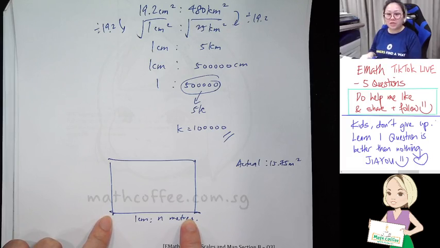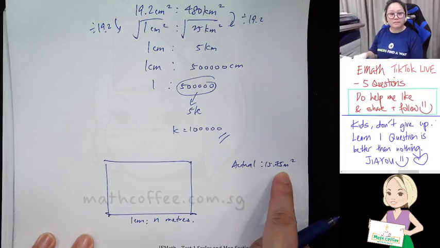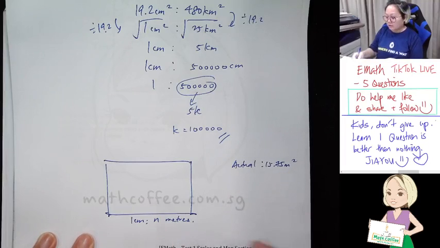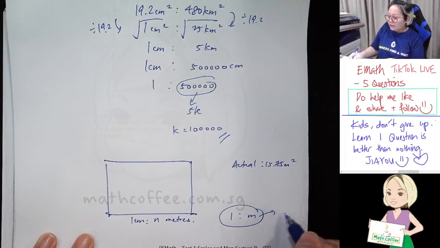They say it is drawn to scale, and to use a ruler to measure. Then they tell us the actual area is this, and they ask you to find the scale. So you're supposed to find 1 cm is to, let's say I put m. Your task is to find out this one.